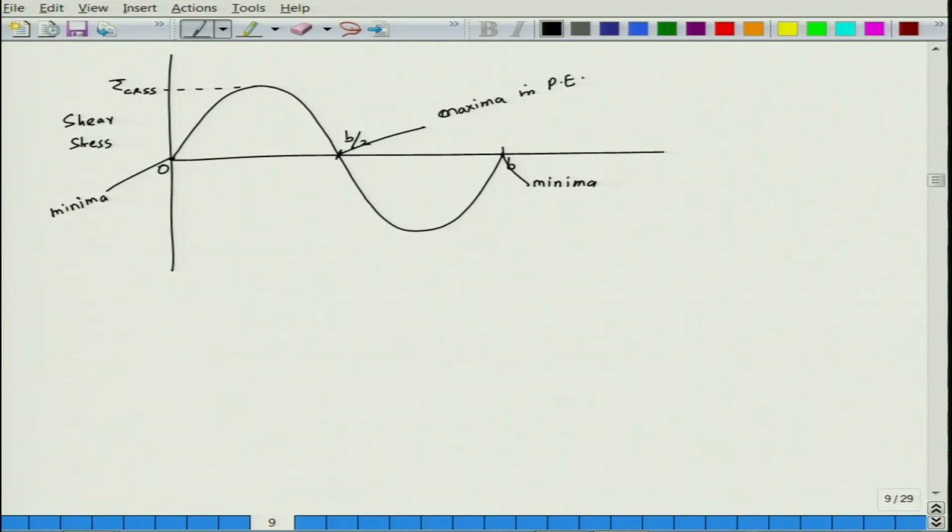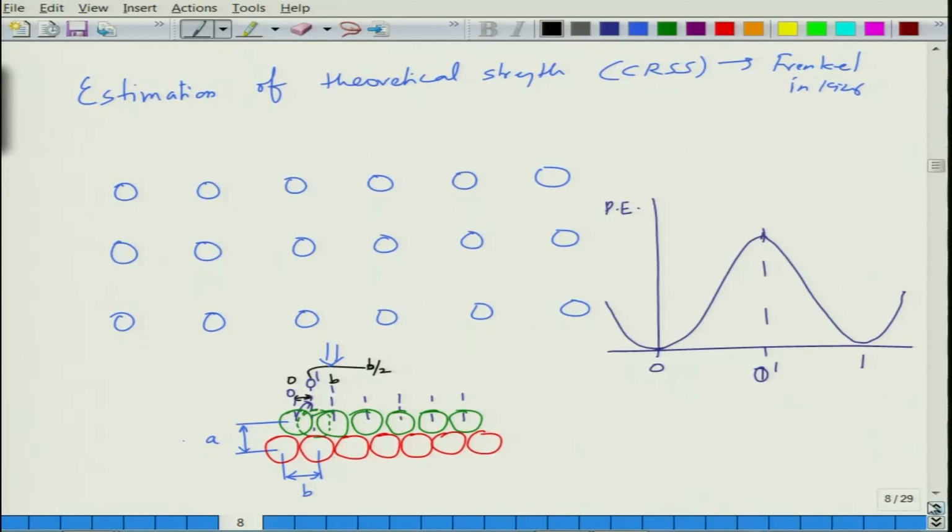What we want to do now is develop, from this variation of shear stress and from this schematic diagram of how atoms are placed in a solid considering the touching sphere model, a simple mathematical framework for calculating shear strength, and we will do that in the next lecture because we are running out of time now.